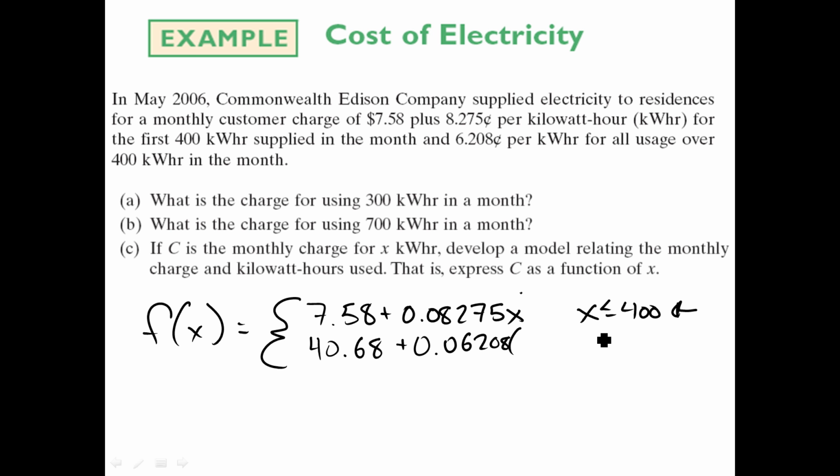Now be careful here because we don't want to use x, because if we're going for the 401st hour, we don't want to times all 400 hours. We only want to times the 1 hour that's over the first 400. So we need to say x minus the first 400 so we don't get double billed. And that's if x is greater than 400. And there you go. That would be your piecewise function.